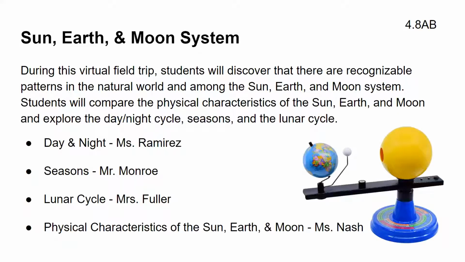This morning, we're going to do a program called Sun, Earth, and Moon. During this virtual field trip, students will discover that there are recognizable patterns in the natural world and among the Sun, Earth, and Moon systems. Students will compare the physical characteristics of the Sun, Earth, and Moon and explore the day-night cycle, seasons, and the lunar cycle. Ms. Ramirez will do a program called Day and Night. Mr. Monroe will introduce you to the seasons. Ms. Fuller will cover the lunar cycle, and Ms. Nash will cover physical characteristics of the Sun, Earth, and the Moon.